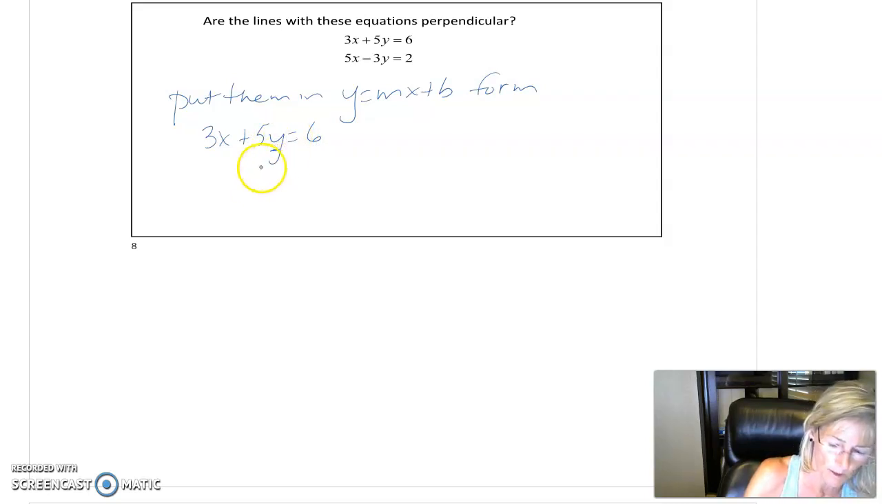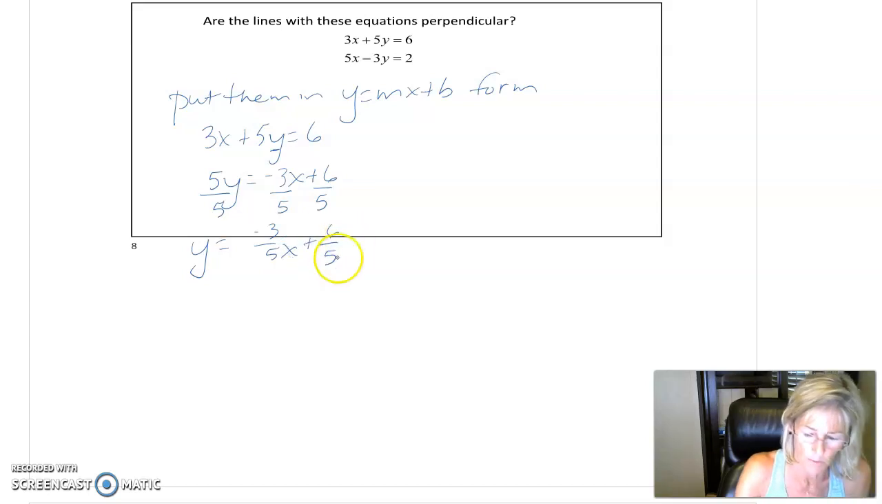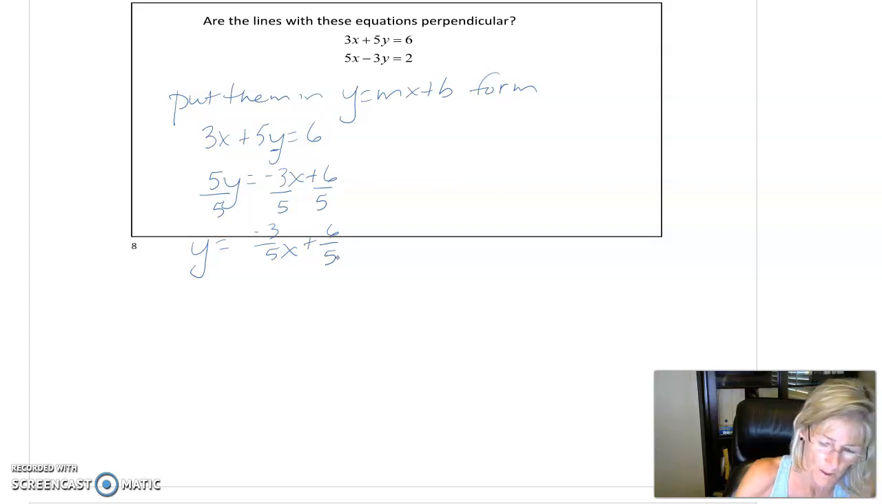So I'm going to subtract 3x from both sides, and I'm going to put it in the front on the other side so it gets to that nice form that I like. I'm going to divide everything by 5. So y equals negative 3/5 x plus 6/5. And we typically don't change our intercept to a decimal. We leave everything in fraction form when we talk about slope-intercept form. Okay, let's do the next one.